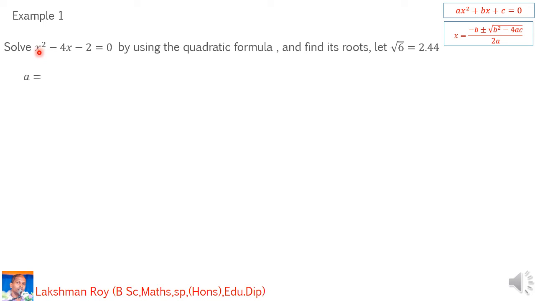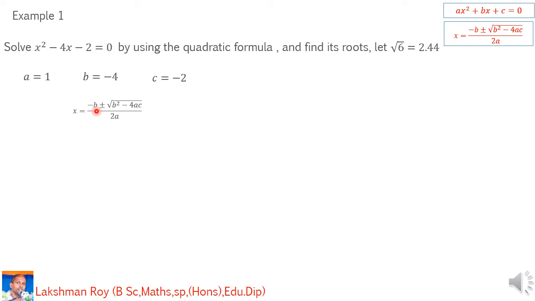So here, see the coefficient of x². That is the number in front of the x², that is 1. Then the number in front of the x, that is negative 4, that is b, right? So b is negative 4, and the constant term, that is negative 2, right? So those are the three values. So when the equation is given, you should find a, b, and c. Then write the solution. How?